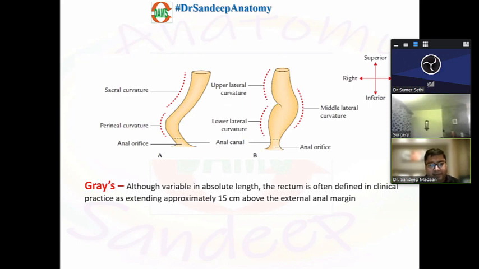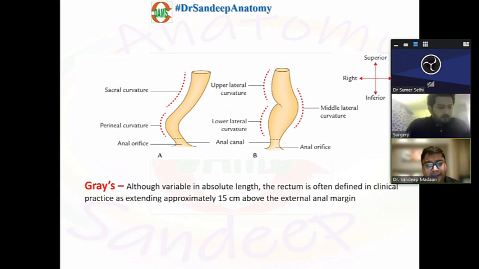As per Gray's anatomy, it is variable in absolute length, but for clinical practice it is described as around 15 centimeters from the external anal margin. This is what is given in Gray's anatomy. For clinical practice, we consider roughly 15 centimeters.